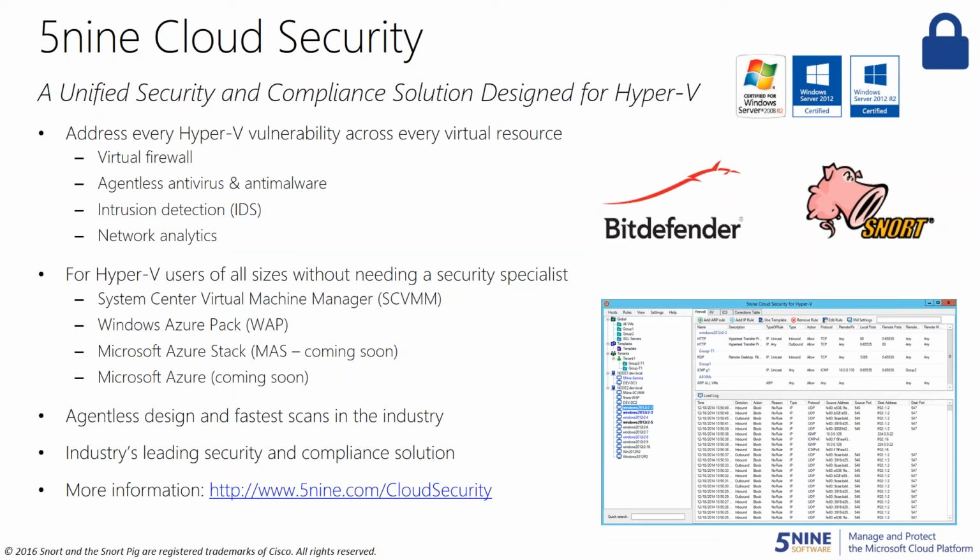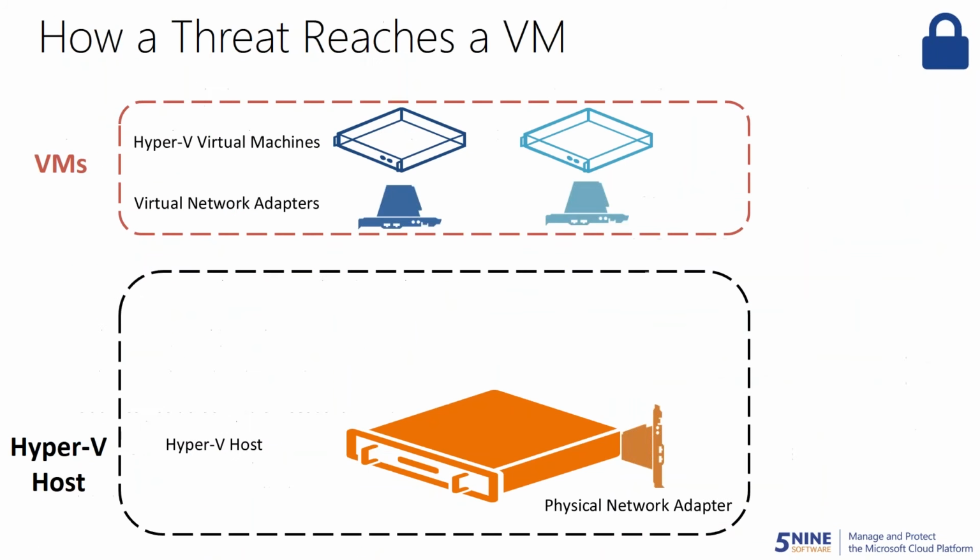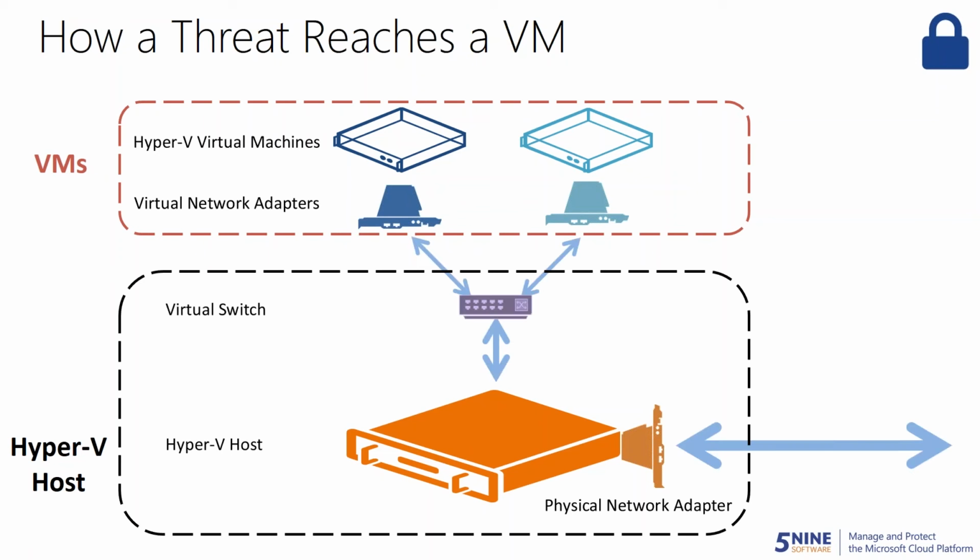Now a little bit more about Five9 Cloud Security. Again, what we try to do was take a look at every vulnerability for Hyper-V and specifically try to address those. And through this, we provide a suite of tools that includes firewall, antivirus, and anti-malware, available through Bitdefender, intrusion detection, available through Cisco Snort, and a variety of different types of network analytic tools. And we're fully integrated throughout the Microsoft environment, including System Center, Azure Pack, and we're currently working on Azure Stack and Microsoft Azure Public Cloud.